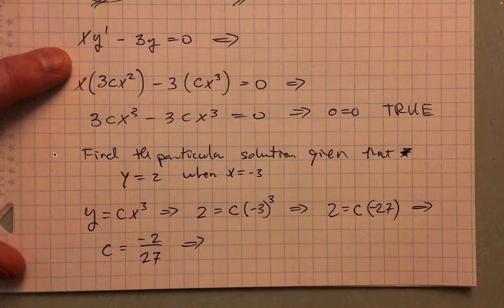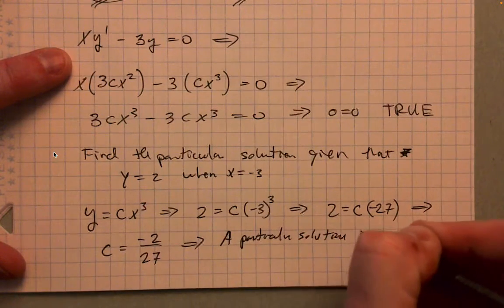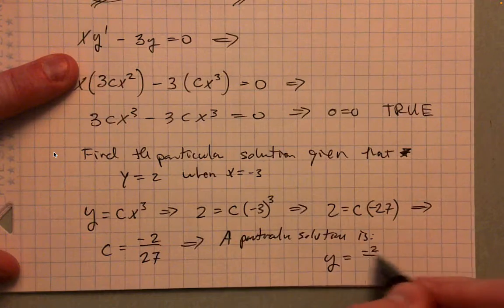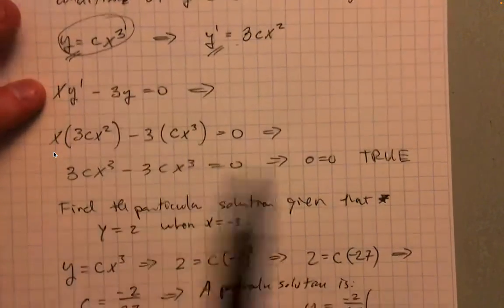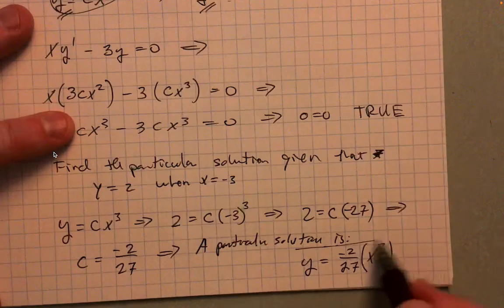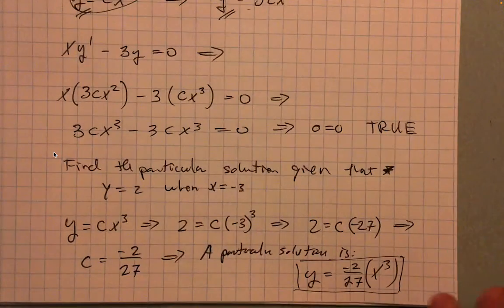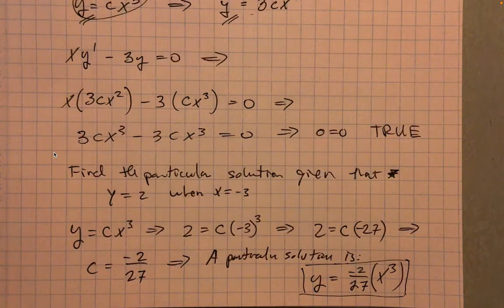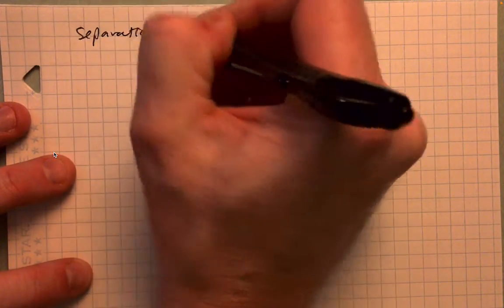Okay, so that means a particular solution is y equals negative 2 over 27 times, all right, what's the general solution? x cubed. Okay, so that would be the particular solution. All right, very good. Okay, so that's enough on general solutions, particular solutions, and initial conditions, and all that stuff. Okay, so now what we want to do is move on and lay out how separation of variables works. Okay, and then we'll do a few examples.